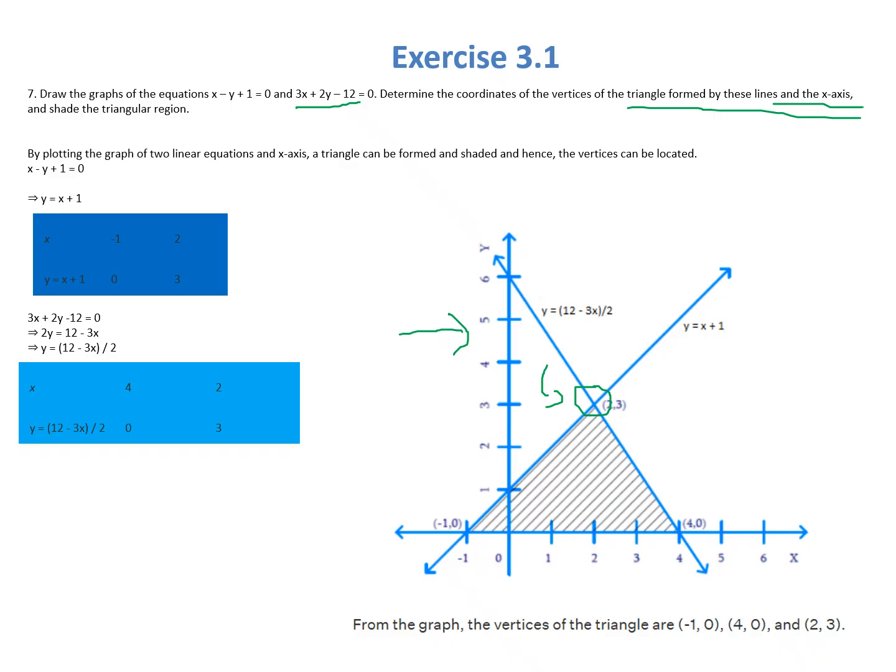So this is the region where 2, 3 is the intersection point, minus 1, 0 is the point on the negative x-axis, and on the positive side it is 4, 0. So these points, minus 1, 0, 4, 0, and 2, 3, are the points forming the triangle for this set of linear equations in two variables. With this, we come to the end of exercise 3.1. Let's move to the next exercise, which is exercise 3.2.